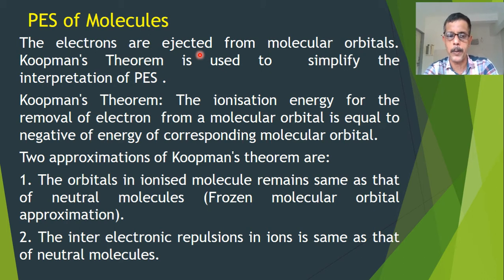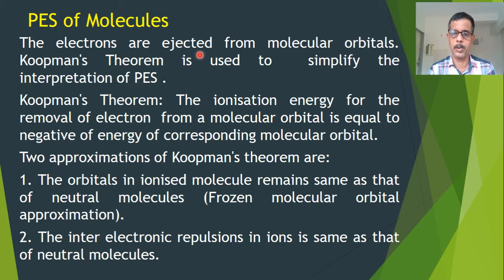There are two approximations in Koopmans' theorem. The first says that the energy of the molecular orbital and the energy required to remove the electron are equivalent. That means after the removal of an electron, the ion formed has the same set of molecular orbitals without any change in energy. So the position of the molecular orbitals remains the same. That is called the frozen molecular orbital approximation. Even after the removal of electrons, the molecular orbital energy remains the same.